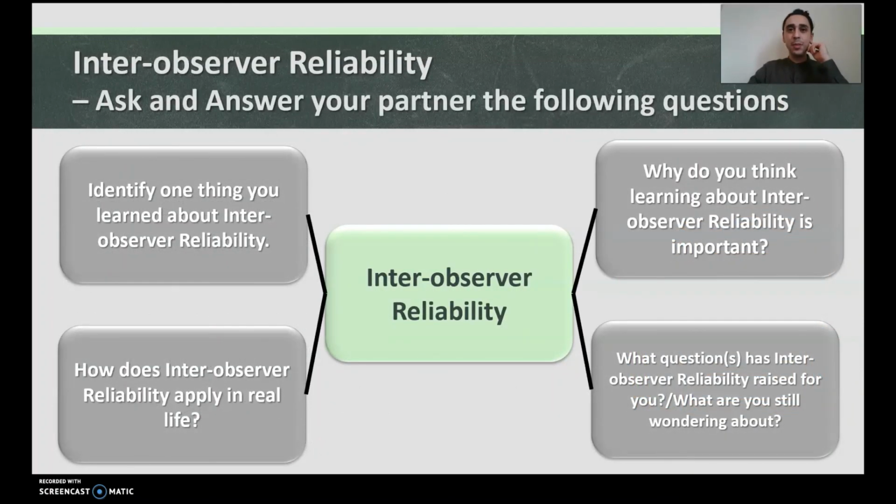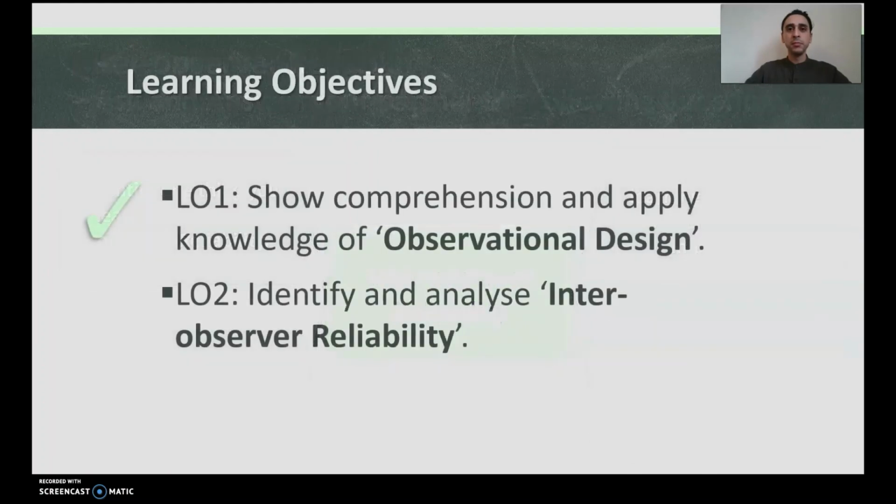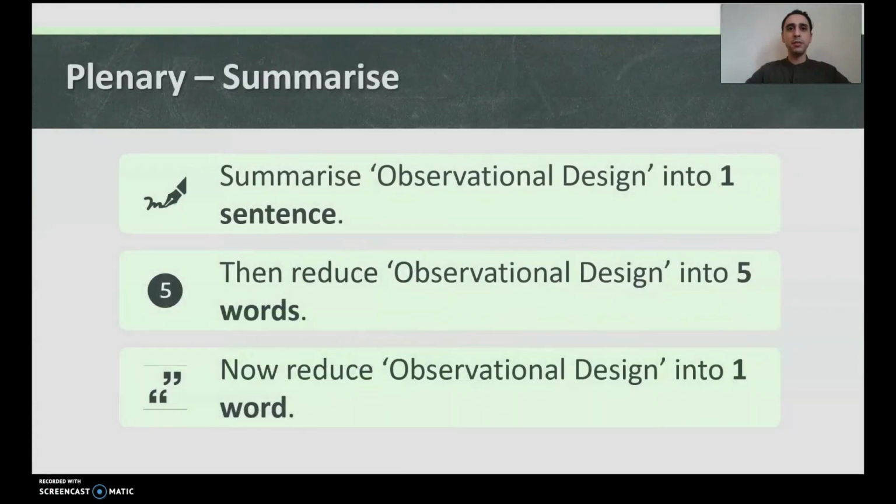And that's inter-observer reliability. Identify one thing you learned about inter-observer reliability. Why do you think it's important? And how does inter-observer reliability apply in real life? Any questions again? Let me know, and I'll be happy to answer them. But there's our learning objectives for today.